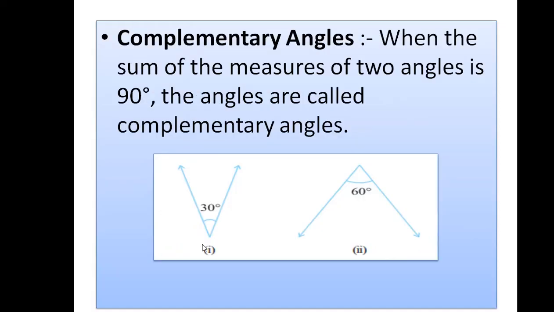Next is complementary angles. When the sum of the measures of two angles is 90 degrees, the angles are called complementary angles. In the example picture you can see here we have 30 degrees and here 60 degrees. So 30 plus 60 is equal to 90 degrees. So these two angles are complementary angles.